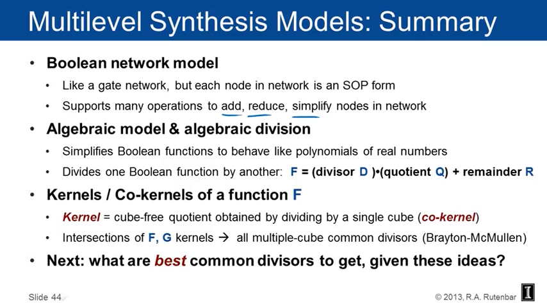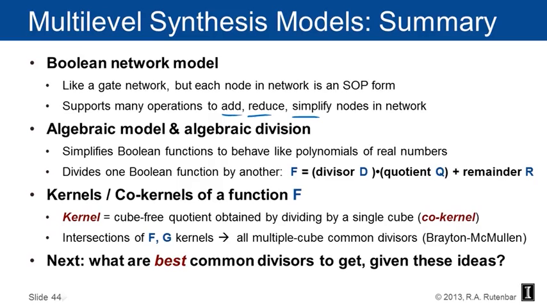Kernels and co-kernels of a function F in the algebraic form. The kernel is a cube-free quotient obtained by dividing by a single cube, which is called the co-kernel. Intersections of the F and G kernels are all multiple cube common divisors. There is only one place to look for good divisors, and that's in the intersections of the kernels. That's an amazing, big, practical result of engineering consequence. We're going to talk about how to use that.